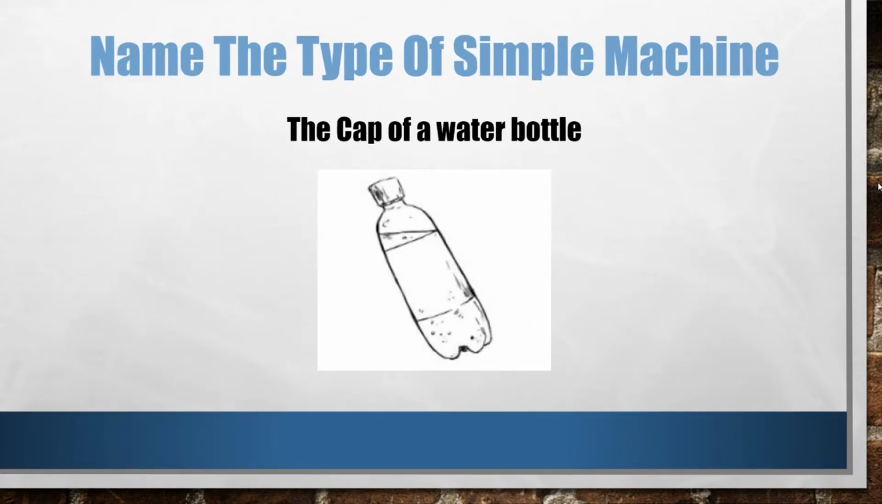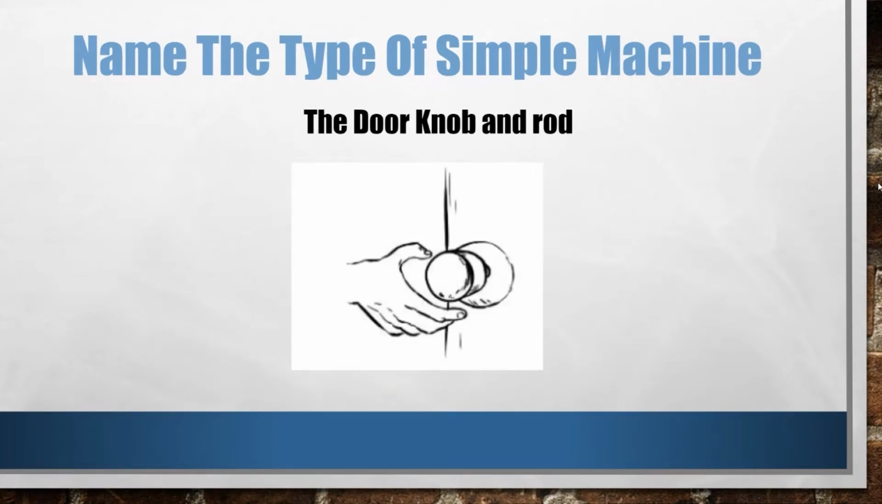What about the cap of a water bottle? Think about turning that cap. What type of machine would that be using? A screw. Great. All right. And what about your doorknob? When you turn that doorknob, right? What type of simple machine is that showing? A wheel and axle. Beautiful.